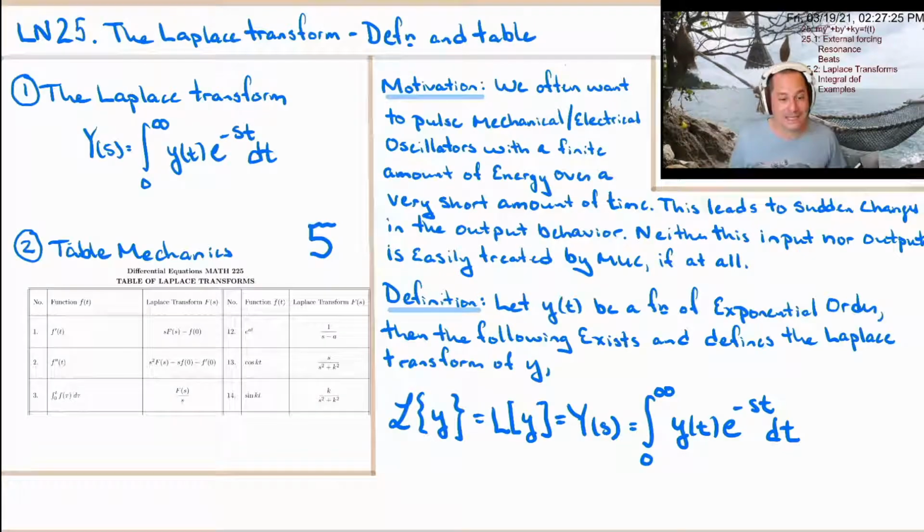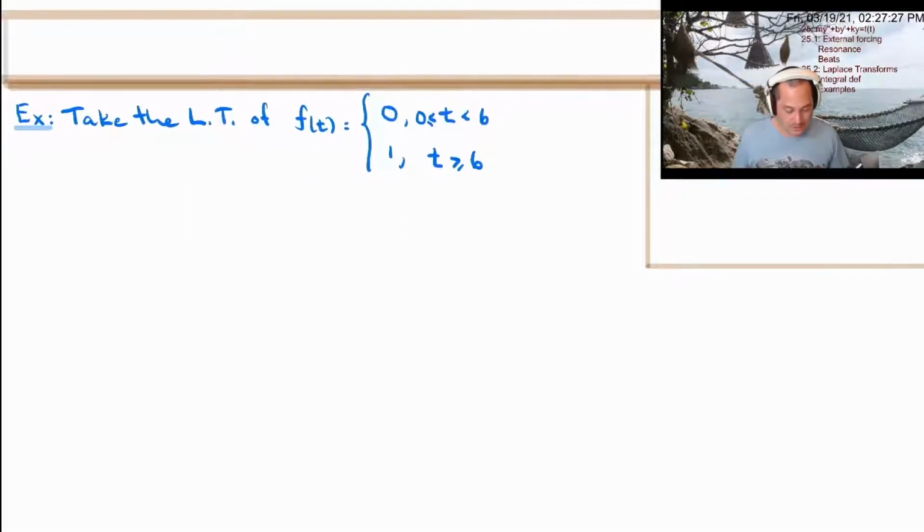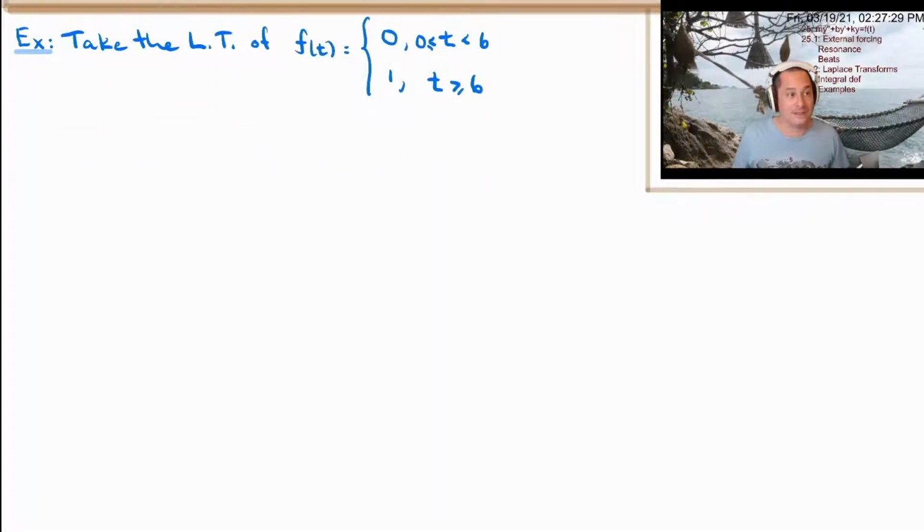Okay, but let's get a handle on the integral first. For instance, let's say I have this. I want to take the Laplace transform of this f of t. And this f of t is not like a lot of other f of t's that we've looked at so far, because this f of t is 0 for the first 6 seconds, let's say, and then the number 1 for all seconds after that 6th second.